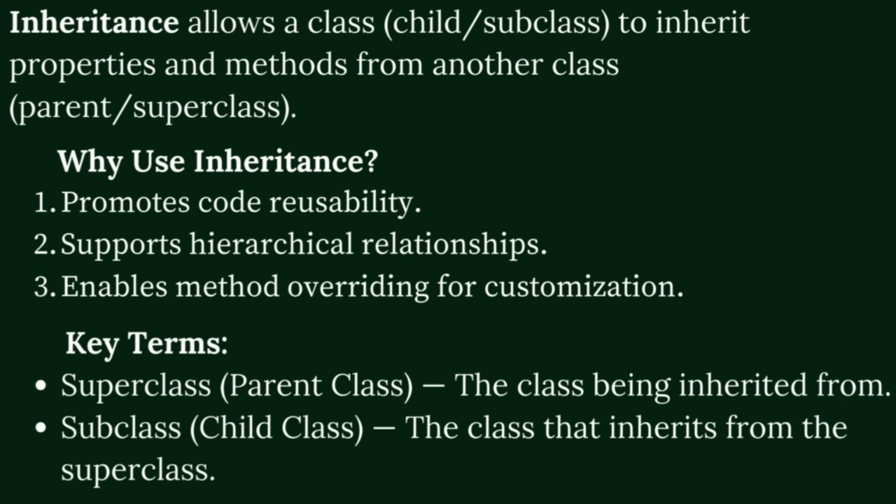Inheritance is one of the core principles of object-oriented programming, and it allows a class, known as the child class or subclass, to inherit properties and behaviors from another class, known as the parent class or superclass. This means that the child class automatically gets access to the attributes, that is, variables, and functions defined in the parent class without needing to rewrite them.